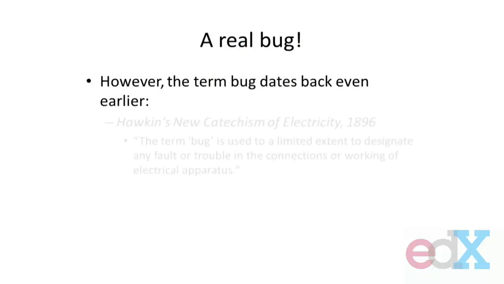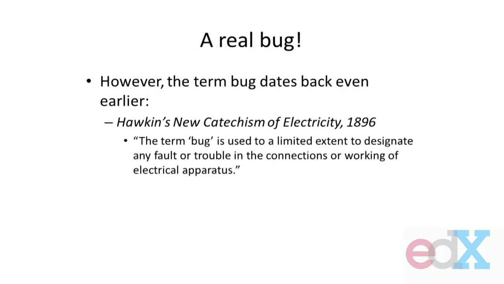Indeed, if you go back into the late 1800s, you can find in a popular textbook on electronics or electricity, says, as you can see here, the term bug is used to a limited extent to designate any fault or trouble in the connections or working of electrical apparatus. So the term is probably older. But the story about finding a literal bug in a piece of machinery is certainly delightful in thinking that that's the etymology of the term. However, what we really want to turn to now is to talk about how do we do debugging.